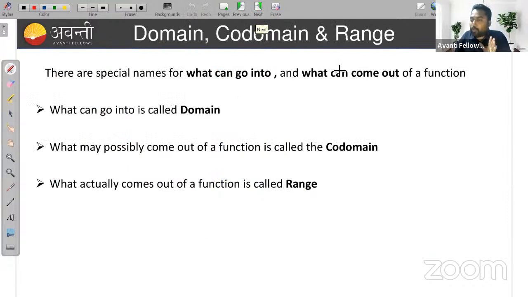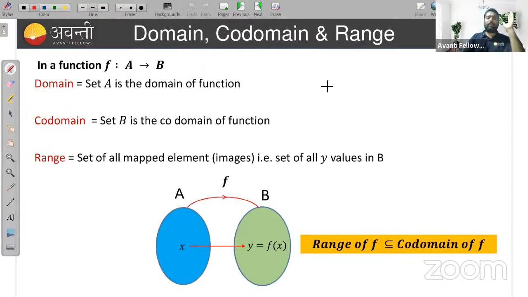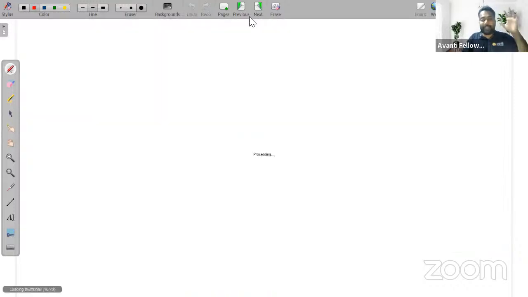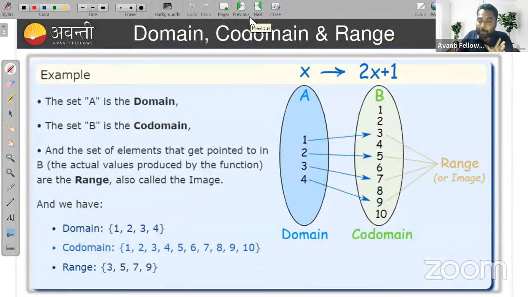What is domain, codomain, and range? Suppose you have a function f which is mapping from the set A to B. The set A is the domain of the function. Set B is the codomain of the function. Range is the set of all mapped elements, that is, the set of all values of y in set B.